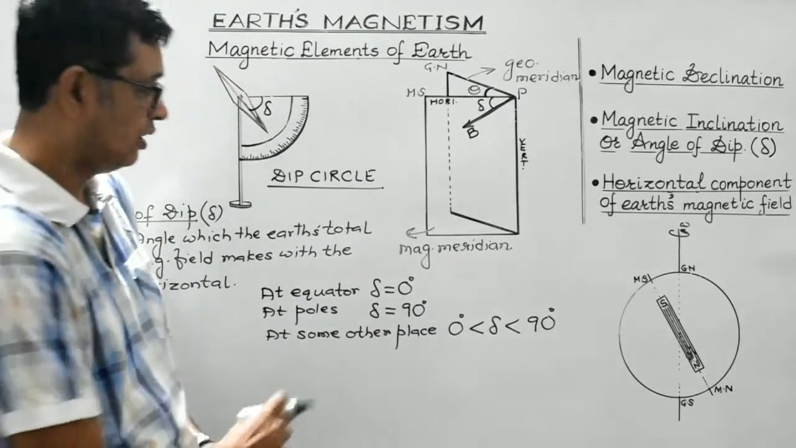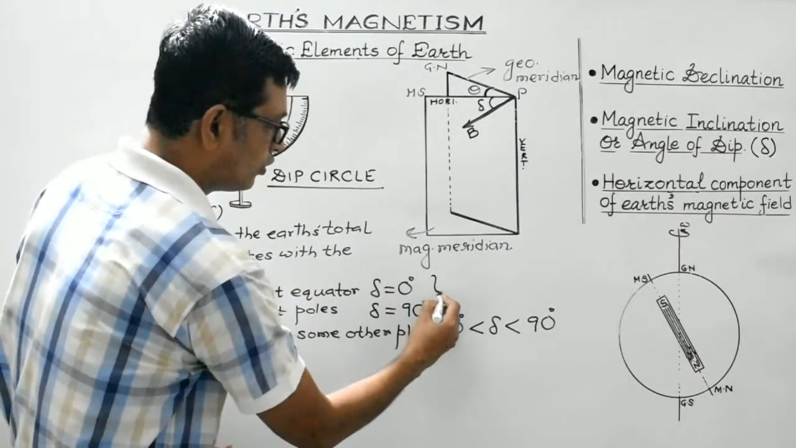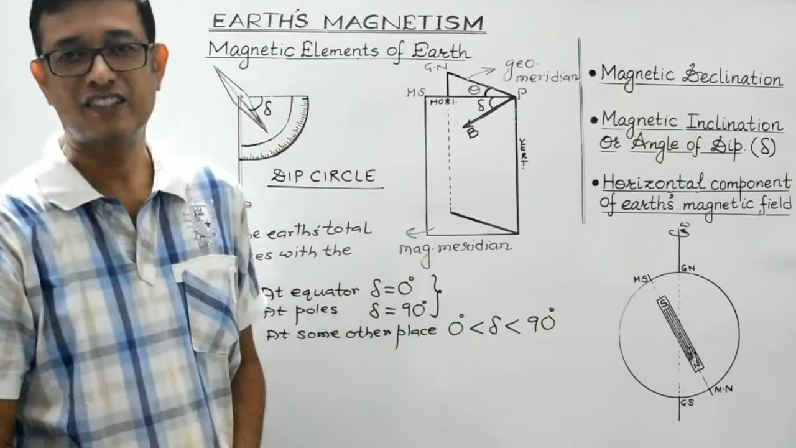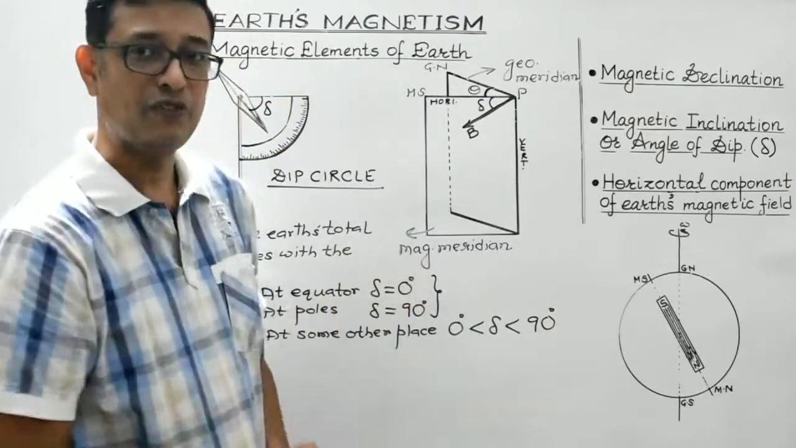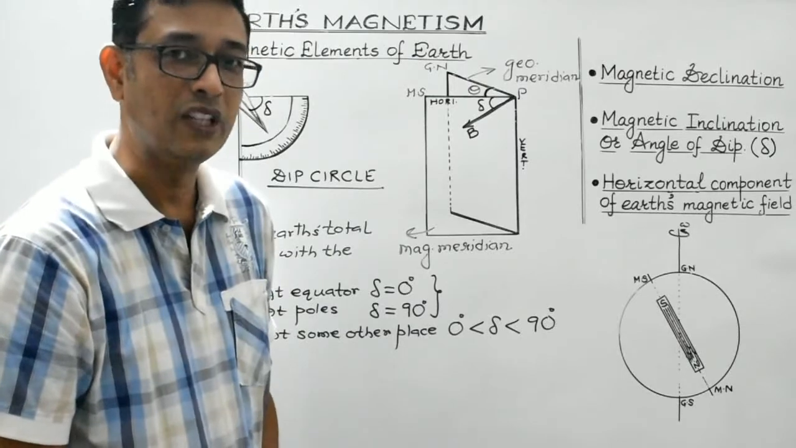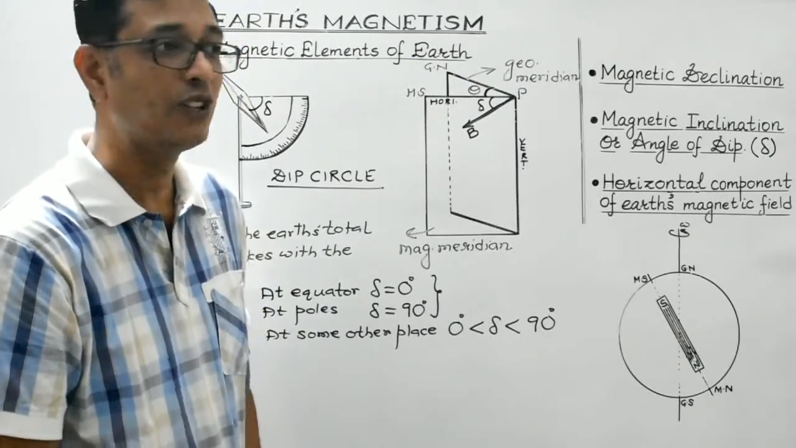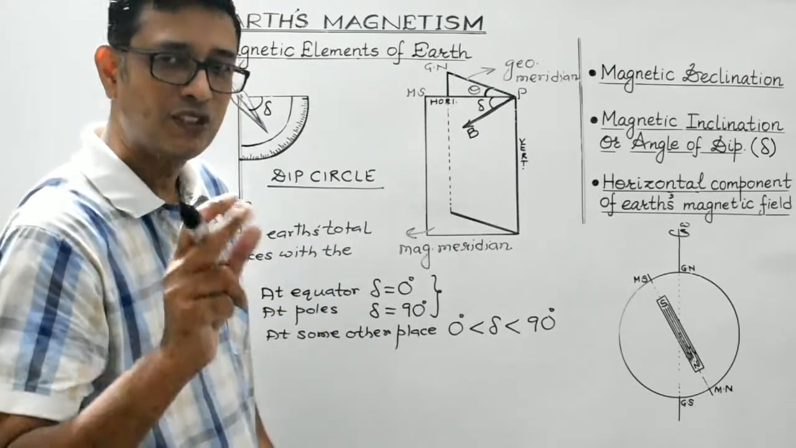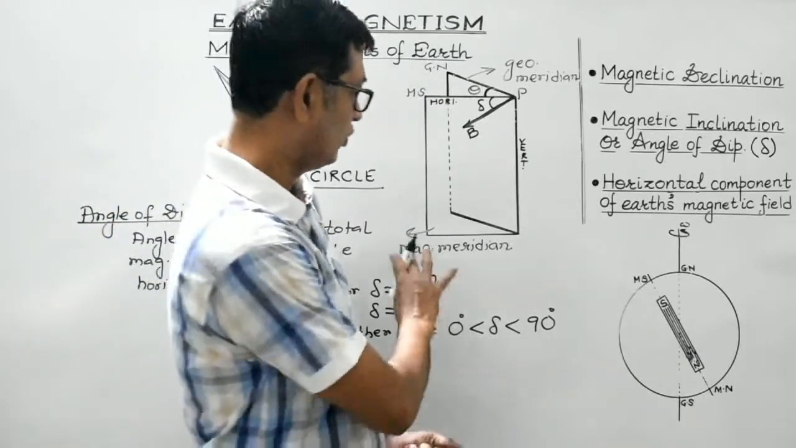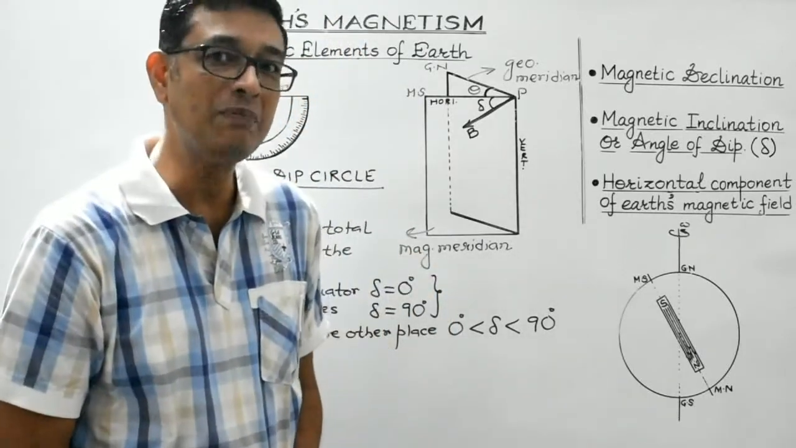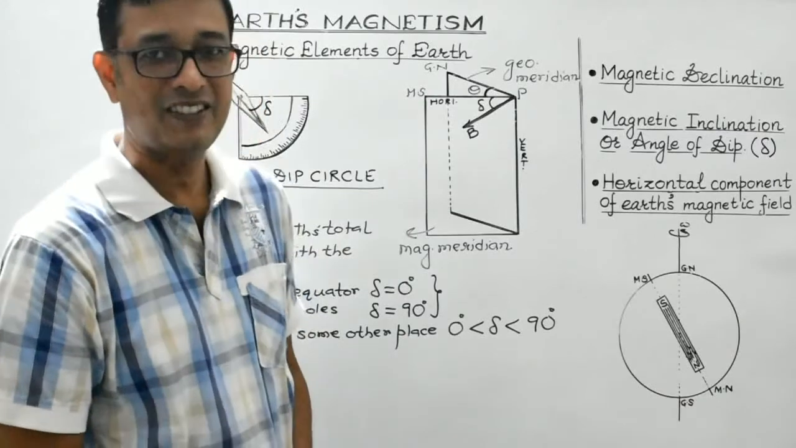So, now let me try to convince you regarding these two known facts. How will you justify that the angle of dip at the equator is 0 degrees? Angle of dip at the poles is 90 degrees. So let's try to verify this. For this, students, we need to draw the magnetic field lines due to Earth.